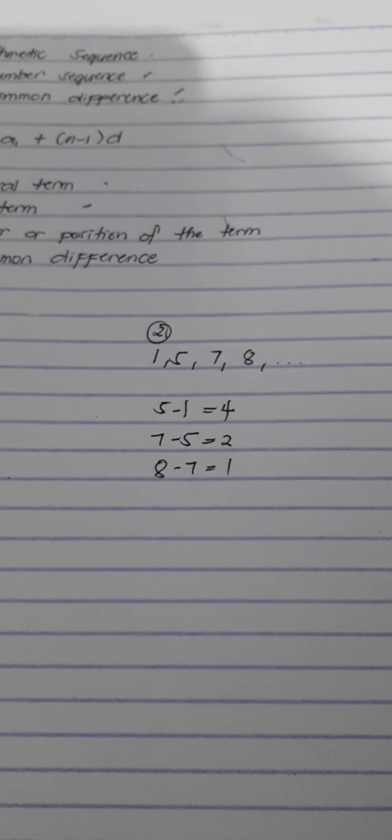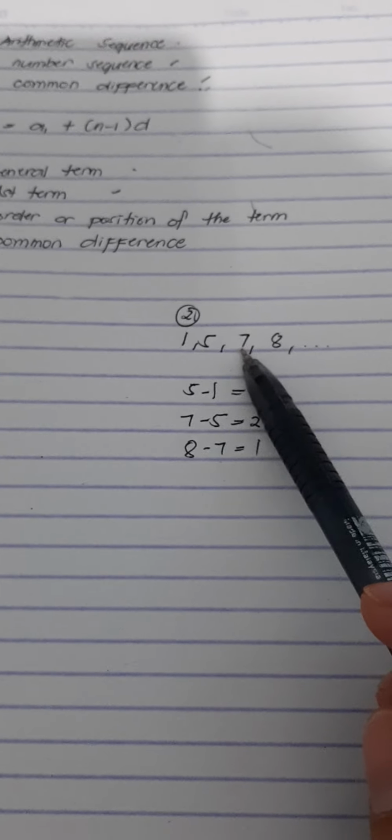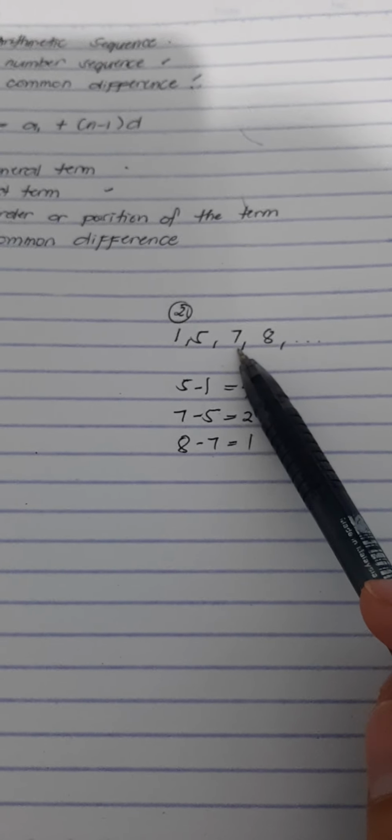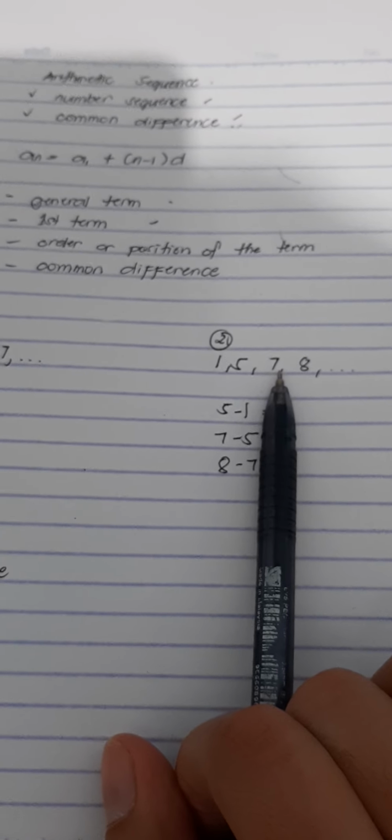However, here in example number 2, we have 1, 5, 7, 8, and so on and so forth. So we will just get the difference between 5 and 1, 7 and 5, 8 and 7. If the difference from the very beginning of the term is not equal until the last given term, therefore the given sequence is not arithmetic.